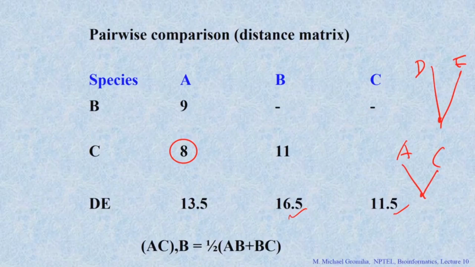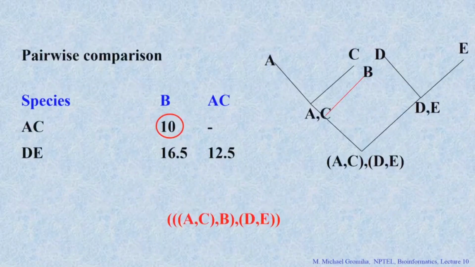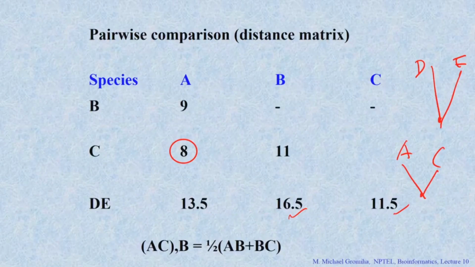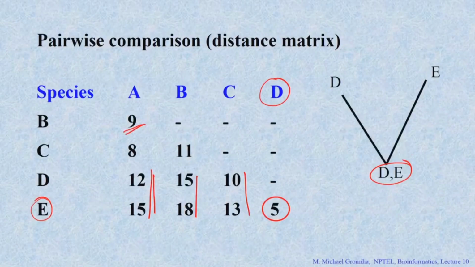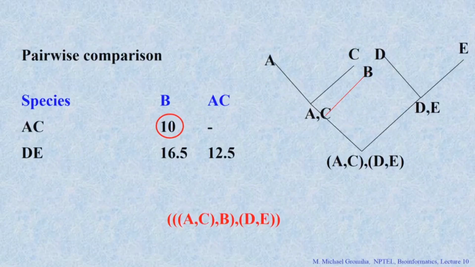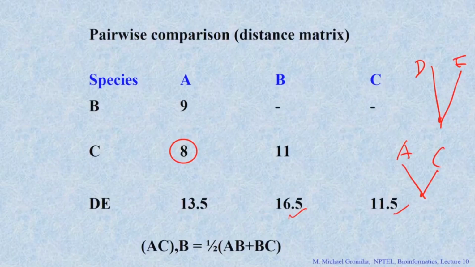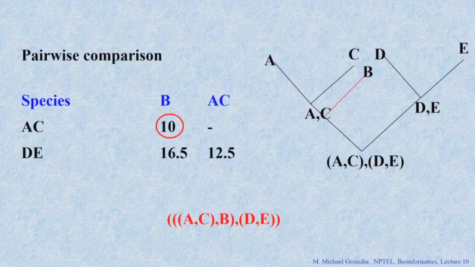Then what next? We have to combine this AC with the others. So, you put the AC here. Now we have 3: B, AC and D, because A and C are already merged, D and E are merged already, and then B is there. Combine AC with B: 9 plus 11 equals 20, so 20 divided by 2 is equal to 10. Then with D and E, 12.5 and 16.5.